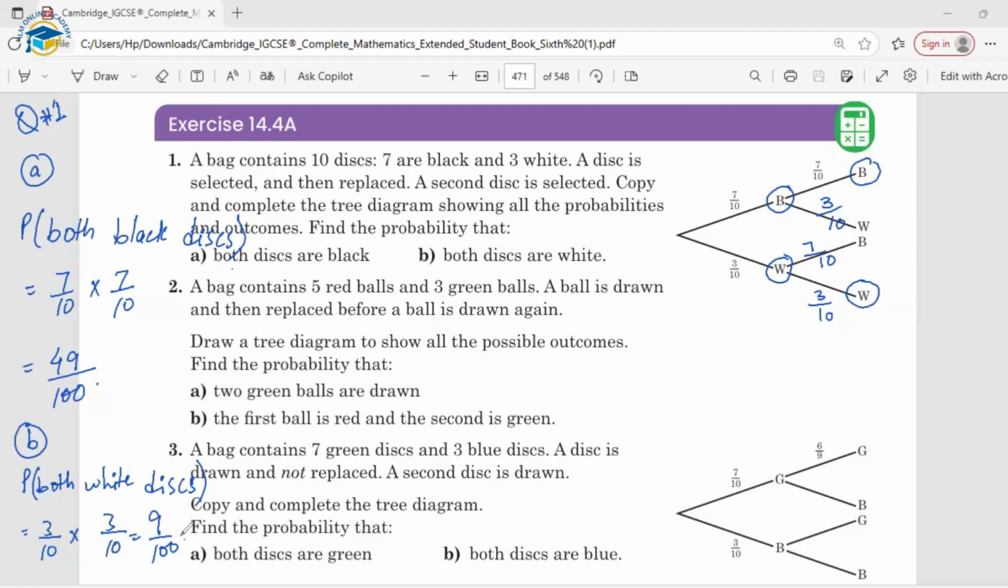So you can see this is a very simple concept that they gave at the very start, completing the tree diagram with replacement, and after that just finding out the probability. So side by side we will be checking for the next questions what they're asking for. But if this question is clear, then inshallah you will have the understanding for the others as well, okay?